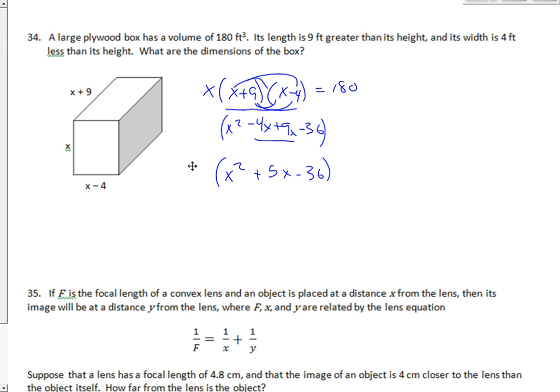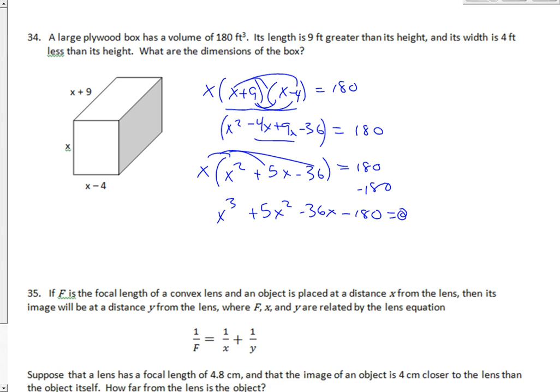Now I've got that x on the front. I'm going to distribute that, and that will give me x to the third plus 5x squared minus 36x. Now these are all equal to 180 here. So I'm going to subtract the 180 to get it set equal to 0. Now you'll notice there are 4 terms here. So I'm going to divide this down the middle. I'm going to factor out the greatest common factor on each side.